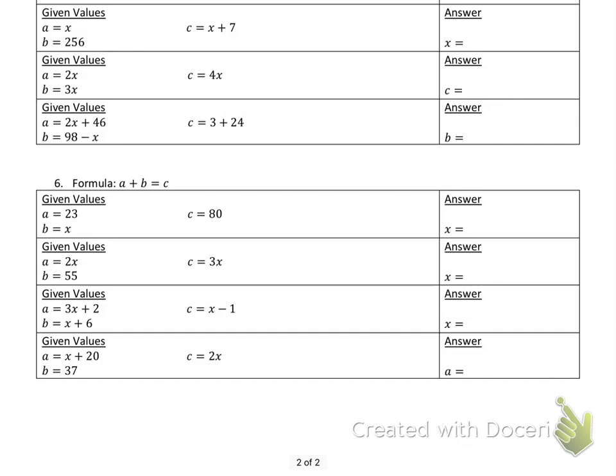Okay, so a plus b. I actually didn't want to do that first one. I wanted to jump down to the third one here. A plus b equals c. And yes, I do want you to write down the formula. I've already mentioned that. So a gets plugged in for the a value in our formula. B gets plugged in. C gets plugged in.